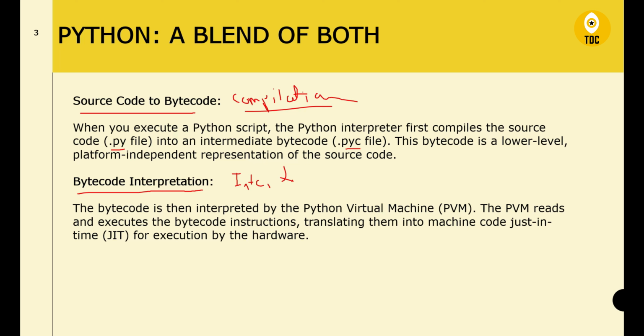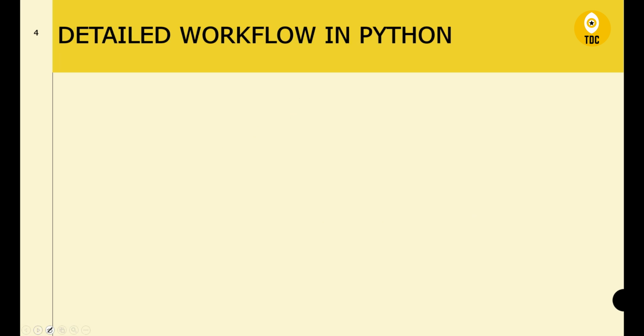So the bytecode is then interpreted by the PVM, the Python virtual machine. What that does is it will take the .pyc file and start interpreting line by line or logic by logic or condition by condition to execute that. The PVM reads and executes the byte instructions, translating them into machine code. Right? That is called just in time. Just in time means during that time, on the fly, for the execution by the actual hardware, right?